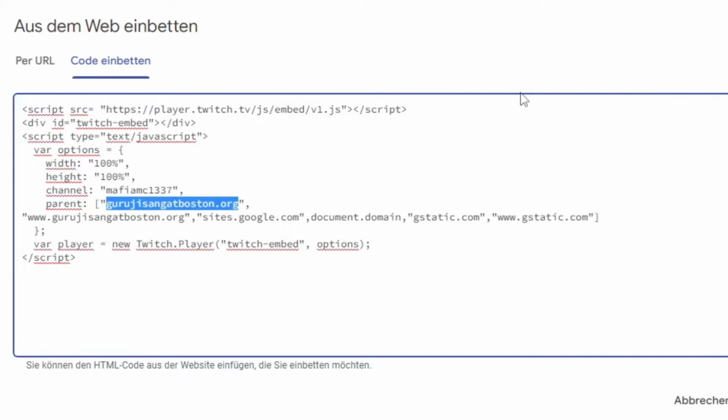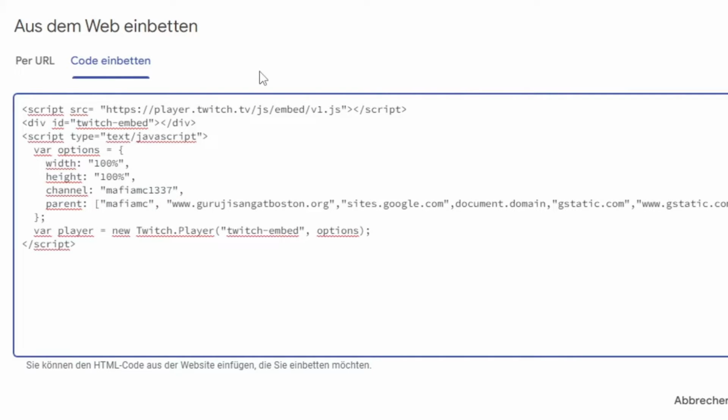You have to change the first and the second link. For me, it's mafiamc.de, and the second link you will replace with the same link but with www in front of it. You can keep the other links as they are. Now you can click on save and you're done.